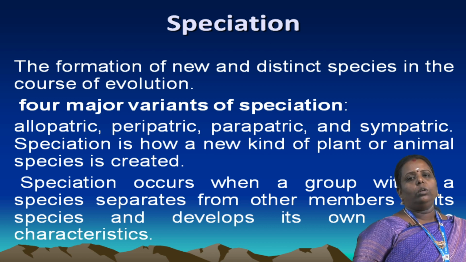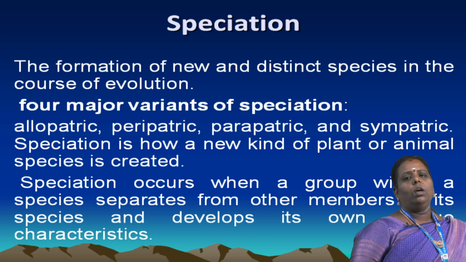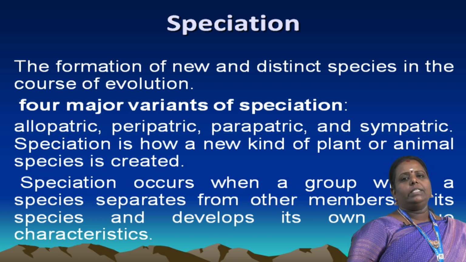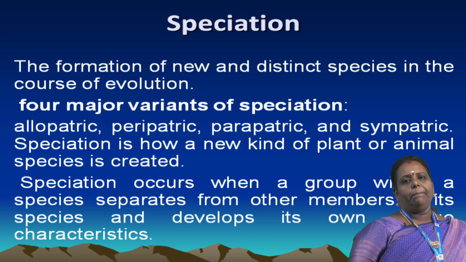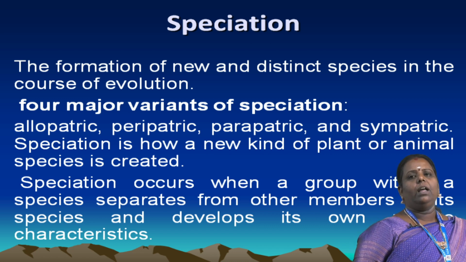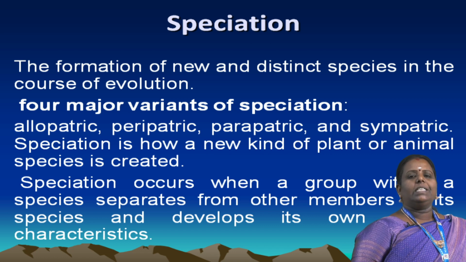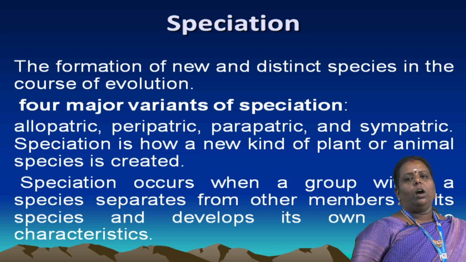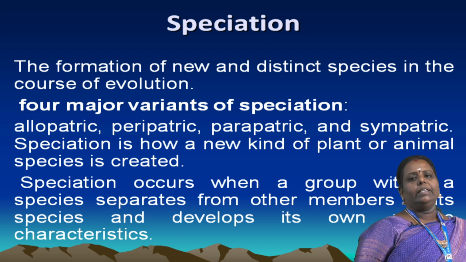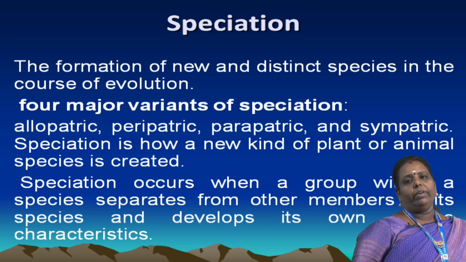We can broadly divide speciation into 4 groups: allopatric, peripatric, parapatric, and sympatric. These are speciation patterns. Normally, speciation is how a new kind of plant or animal is created. We have to explain everything for the 4 types.